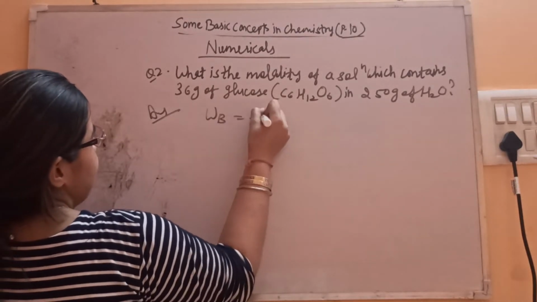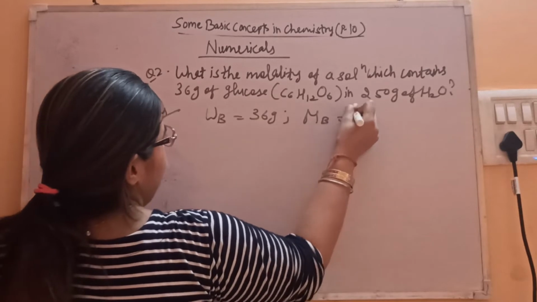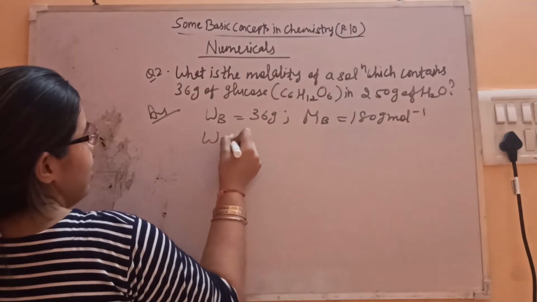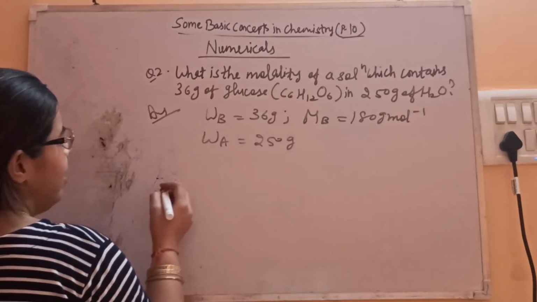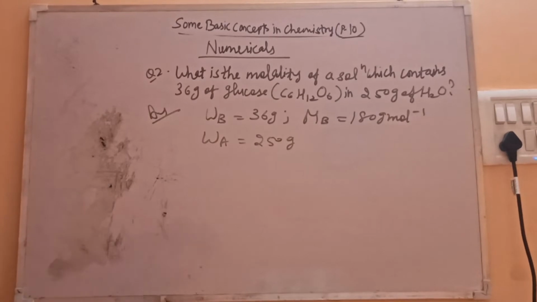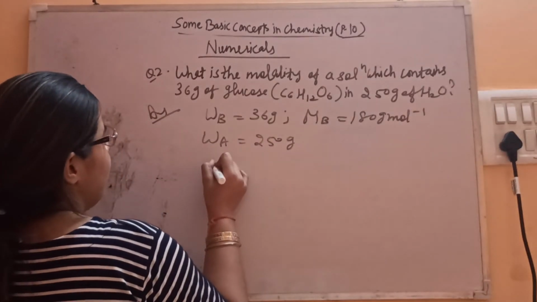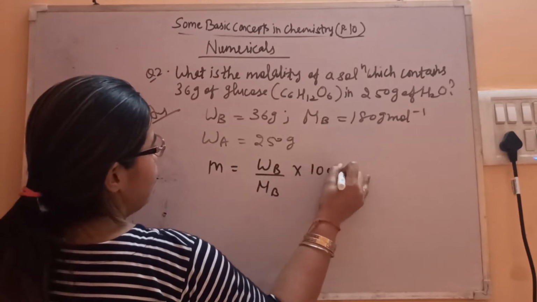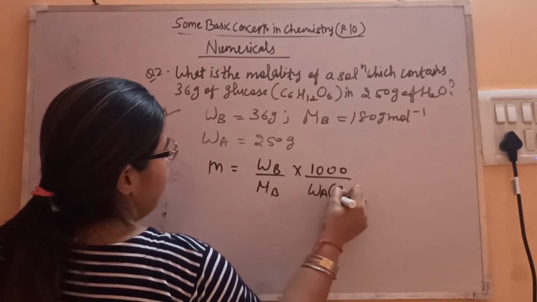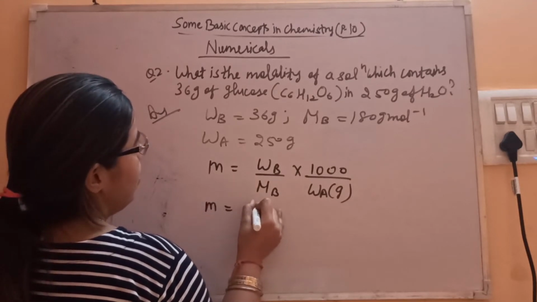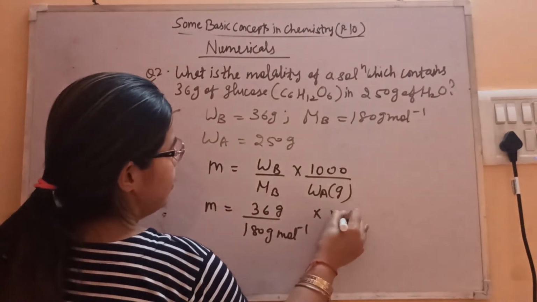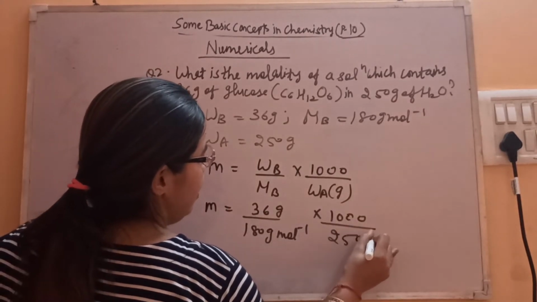Given mass 36 gram. Molar mass you can calculate, it's 180 gram per mole of glucose. Then given mass of the solvent is 250 grams, so we'll convert in kg. Substitute in the formula of molality, small m. Given mass by molar mass into 1000 divided by mass of solvent in grams. So WB is 36 gram, 180 gram per mole into 1000 divided by 250 gram.